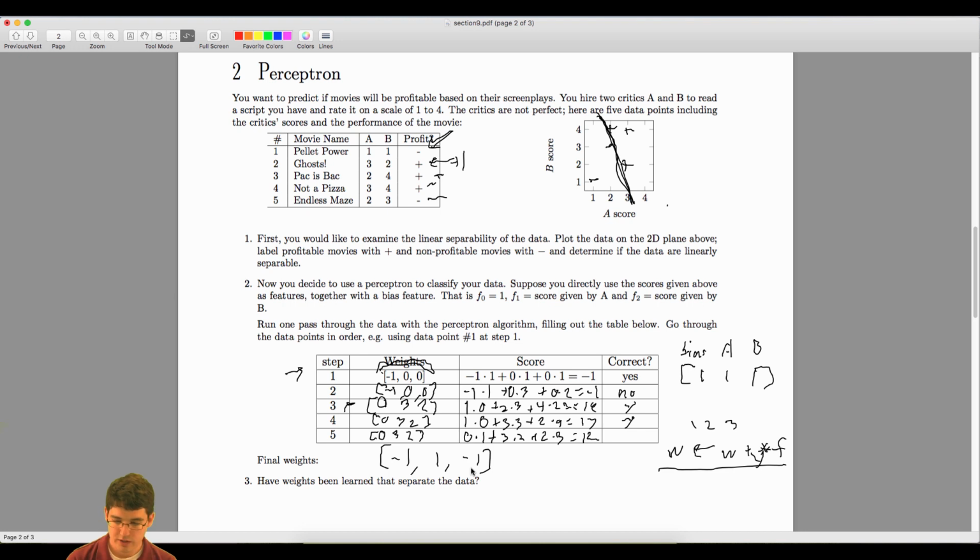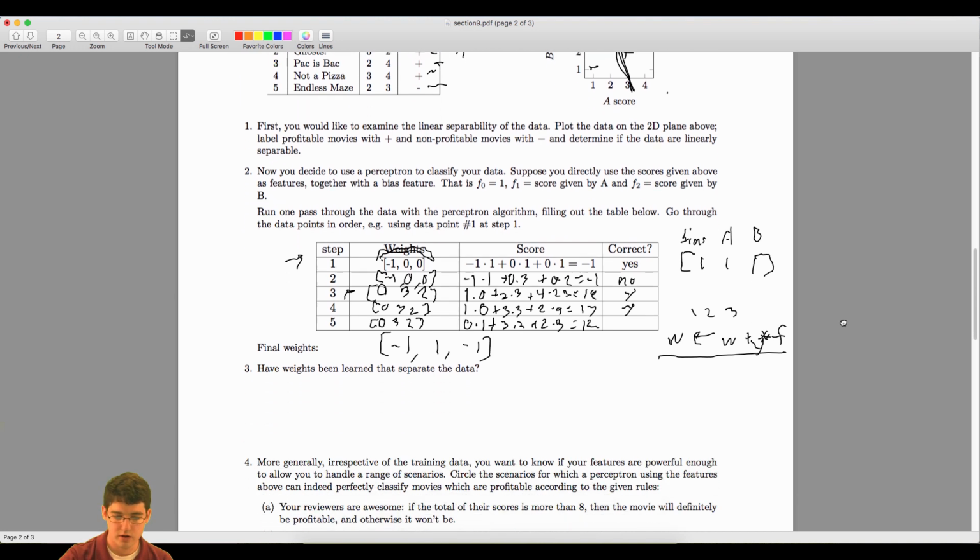What we've done here is update our weight vector based on this point by subtracting, because the actual label was negative. Now we're done with the Perceptron algorithm. We've run through all 5 points and updated our weights each time. In actuality, we would probably continue through multiple passes of the data, but here we just went through once. So our final weight vector is -1, 1, -1.